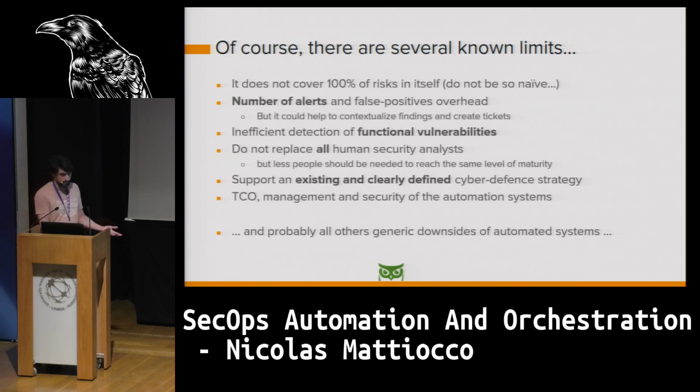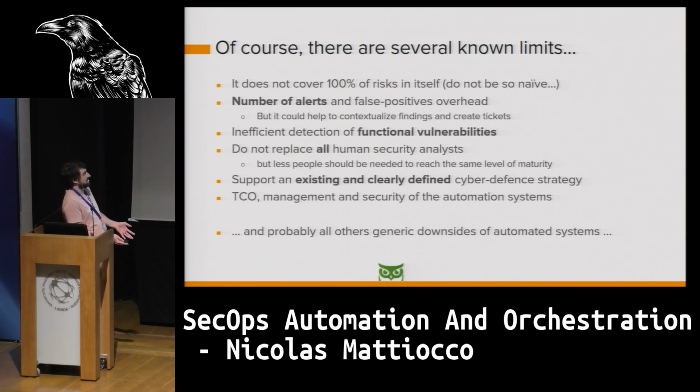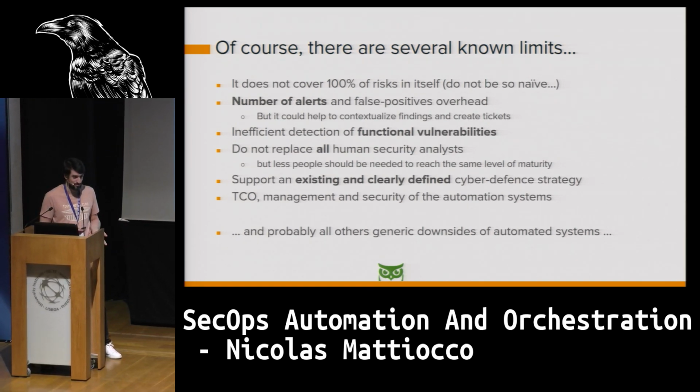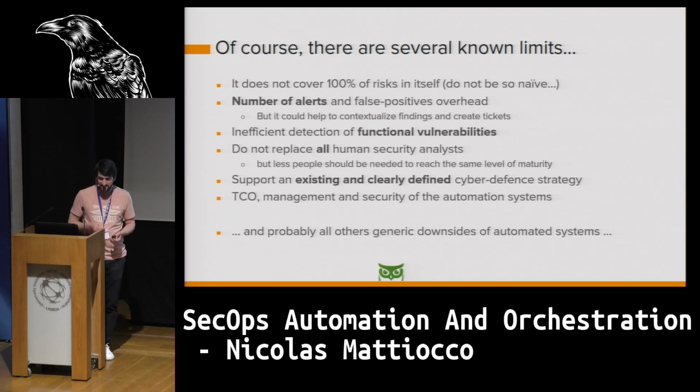So I've found some. The first thing is that automation does not cover every risk. I don't think it will replace our job. It does not replace all human security analysts. It's increasing the number of alerts, true positive and false positive, so we have to manage this overhead. And it's completely inefficient for detection of functional vulnerabilities. It will only detect easy technical vulnerabilities. And there is a TCO, a total cost of ownership. It's an additional system we have to manage and exploit.